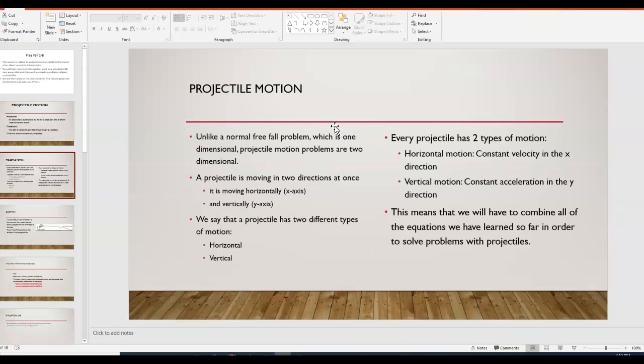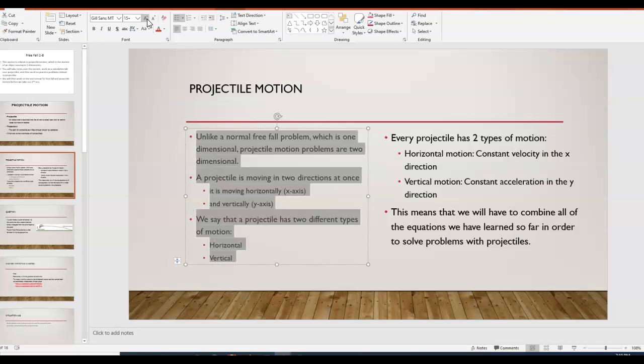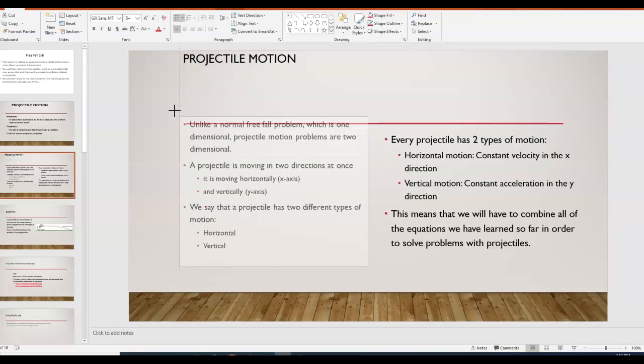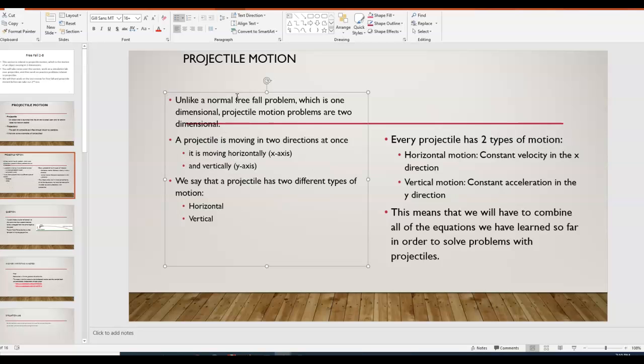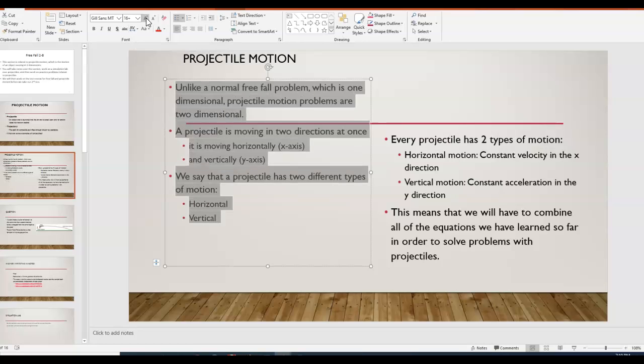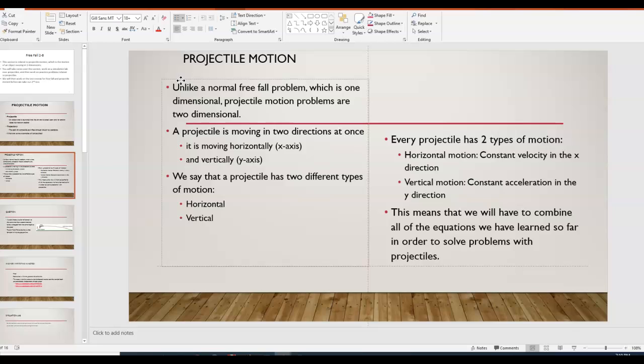So, here's some things you need to know about projectile motion. Now, in the last video, we talked about normal freefall problems. And in a freefall problem, you're basically dealing with an object with constant acceleration that is just moving up or down. In a projectile motion problem, you actually have two things going on at the same time. Number one, the object is falling because it's projectile motion, but number two, it's also moving side to side. And so, in other words, there's two things happening at the same time. You have horizontal motion side to side, and you have vertical motion up and down.